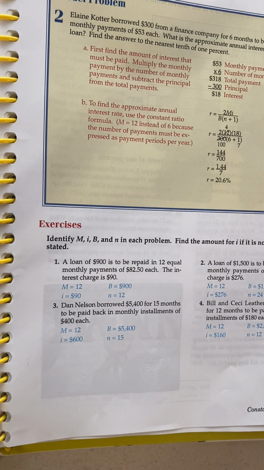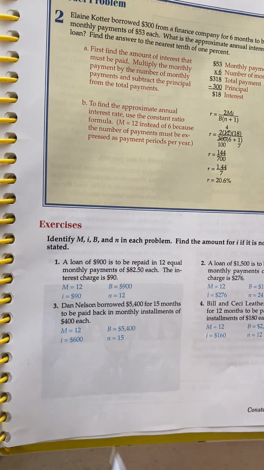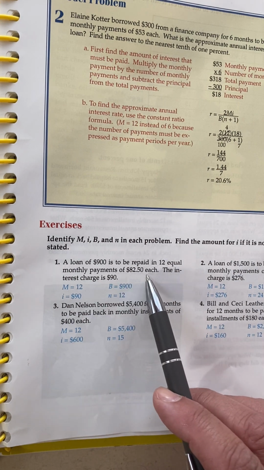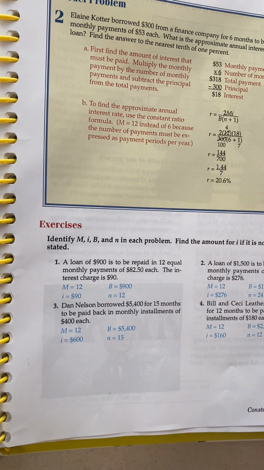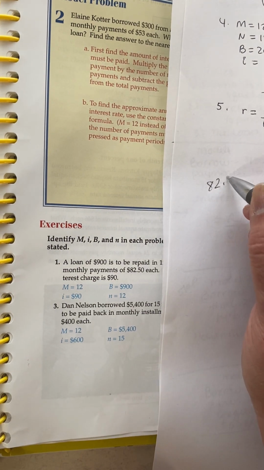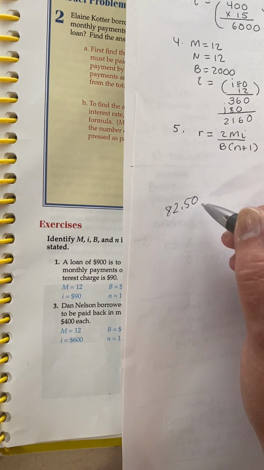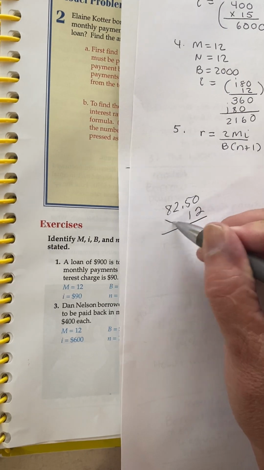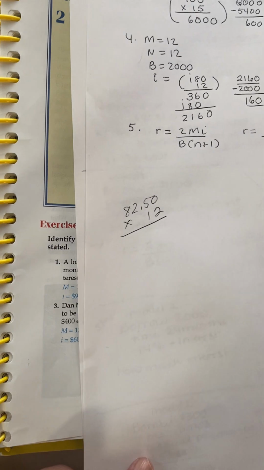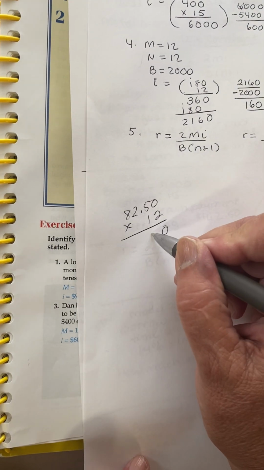So what's the M? We know what the M is already. M is going to be 12. Now the interest. So what is the interest? Well, we're going to be paying 12 equal payments of $82.50. So for 12 times, you're going to say $82.50 times 12, right? And that's how much you're going to be paying. 12 equal payments of $82.50. So let's do that really quick.